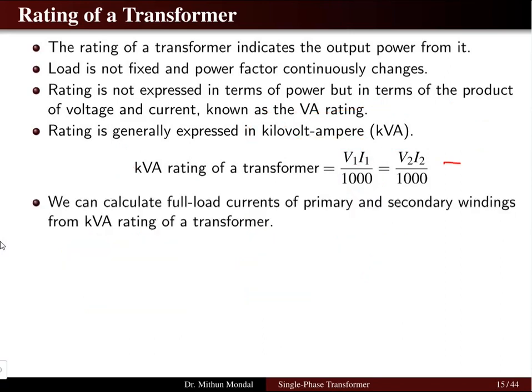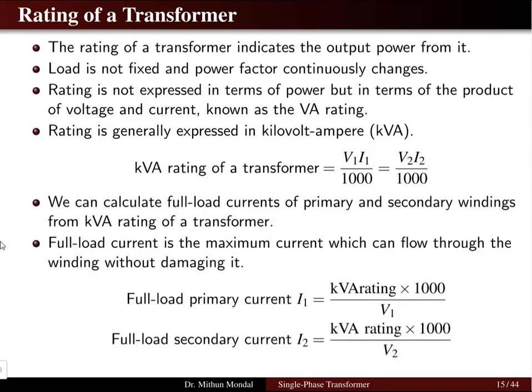Now this equation is very important because from here we can calculate the full load current of the primary side. I1 is the full load current in the primary and I2 is the full load current in the secondary winding of the transformer. So the kVA rating of the transformer helps us in obtaining the full load current in the primary and the secondary. When we need to find the full load current I1, it is equal to kVA rating multiplied by 1000 divided by V1, and for the full load current I2, it is equal to kVA rating multiplied by 1000 divided by V2. So these help us in obtaining the full load primary and secondary currents.